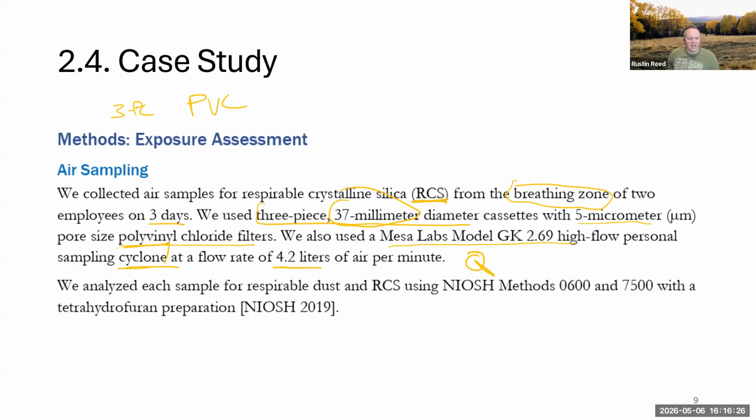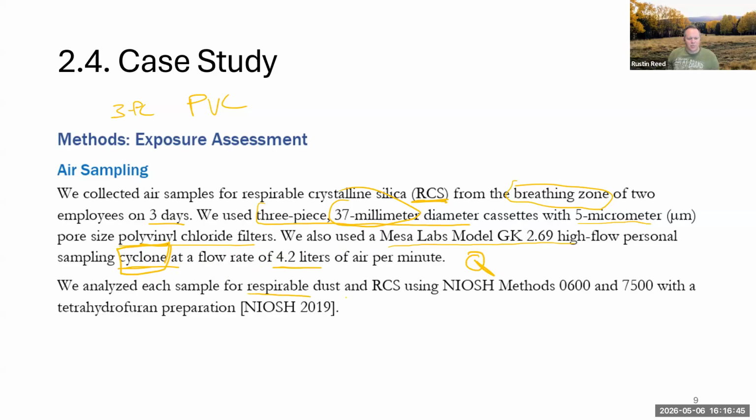We see that they did use a cyclone. Now here they did not tell us about the pump, at least not in this section. It may be somewhere else. We don't get the pump, but we can tell we're going to need an air sampling pump. We're going to need a calibrator. We'll talk about the calibrator a little later on.